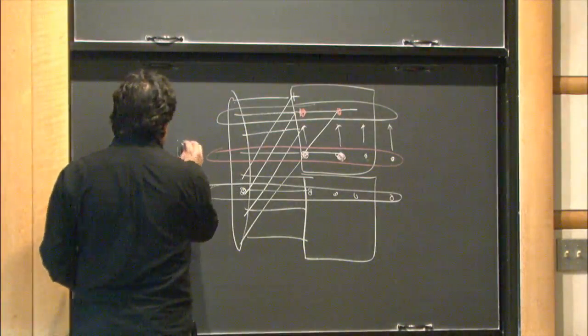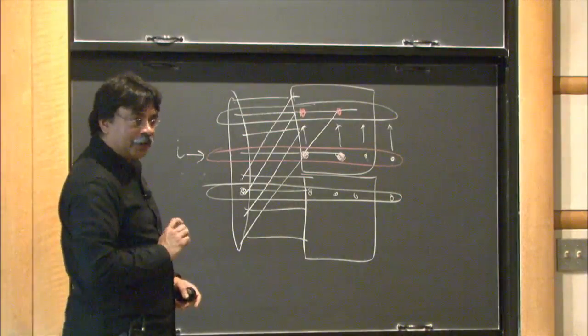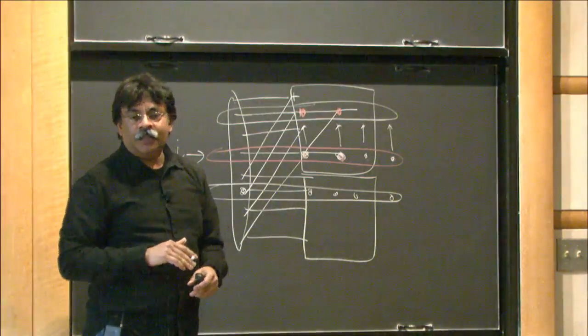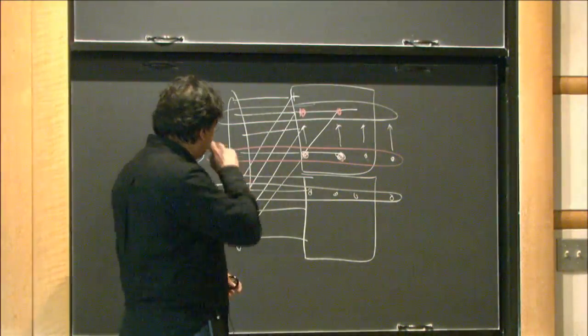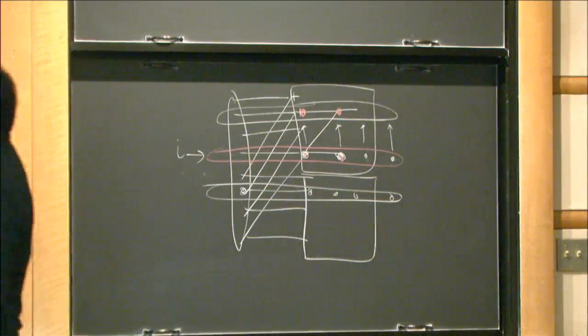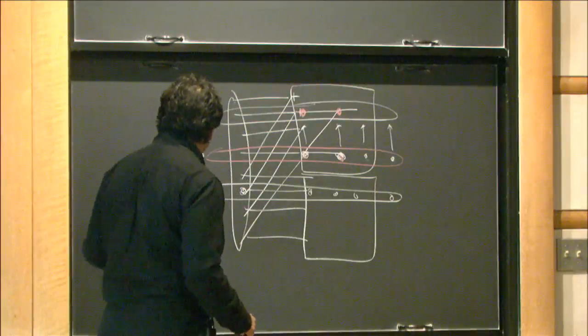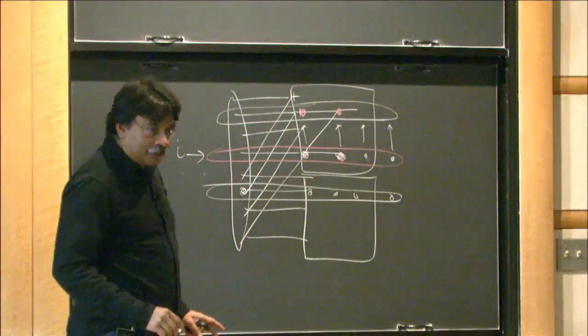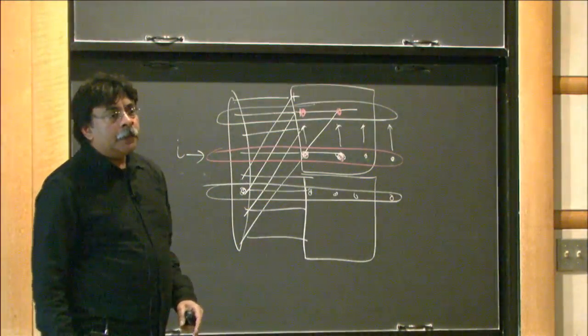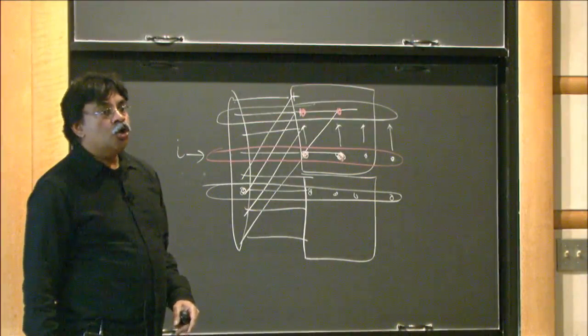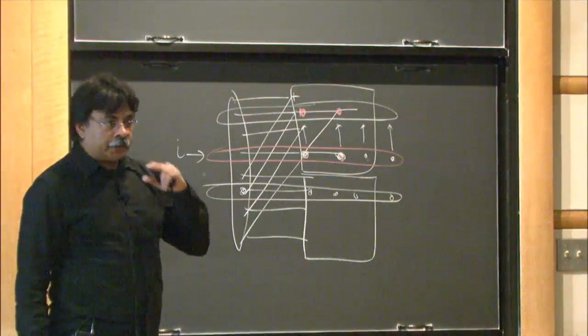Is it important that you pick a random i? Would there be some bad i's? Sorry, there are two i's, unfortunately. This i is a different one than the one I was thinking of. I'm picking a row.